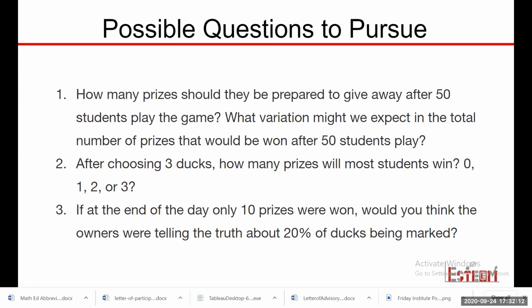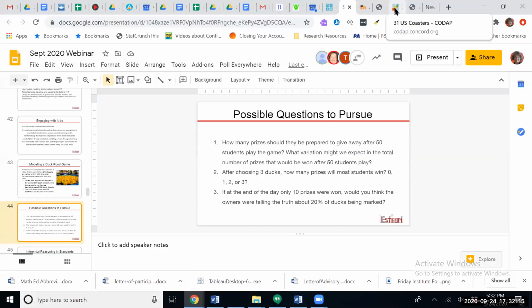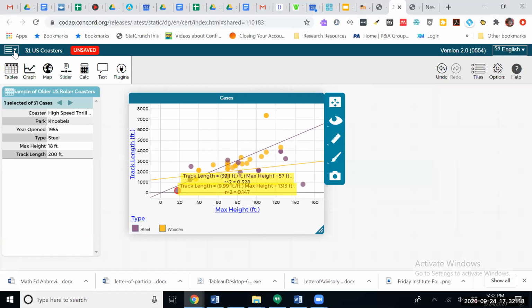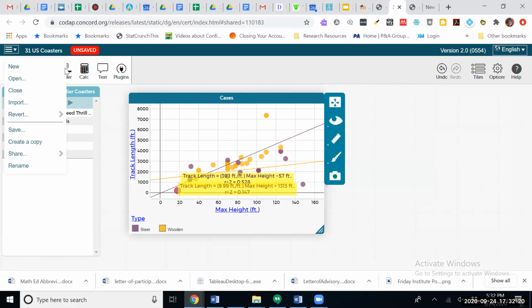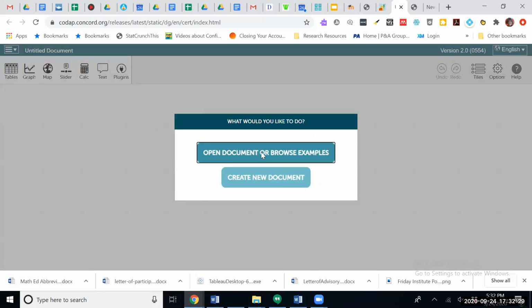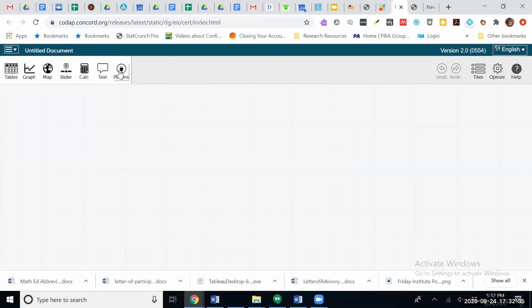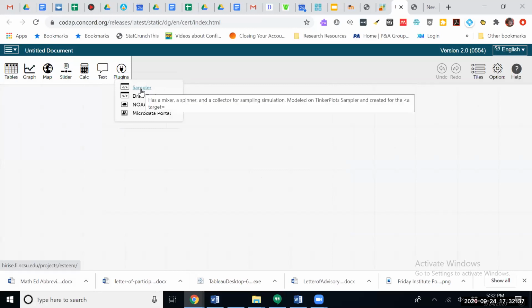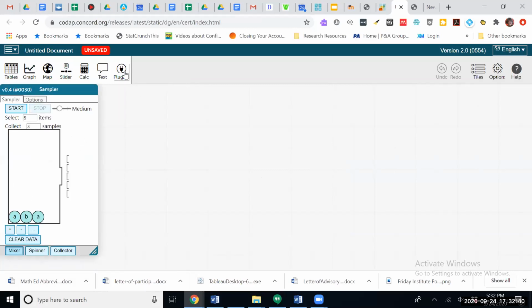So what we're going to do, super quick, is I'm going to go into CODAP here and create a new document and show you that there is a plugin called a sampler. There's actually several plugins here, and some of them are pretty new. These are both portals that pull data in from other sources, and you can do sampling activities from them.